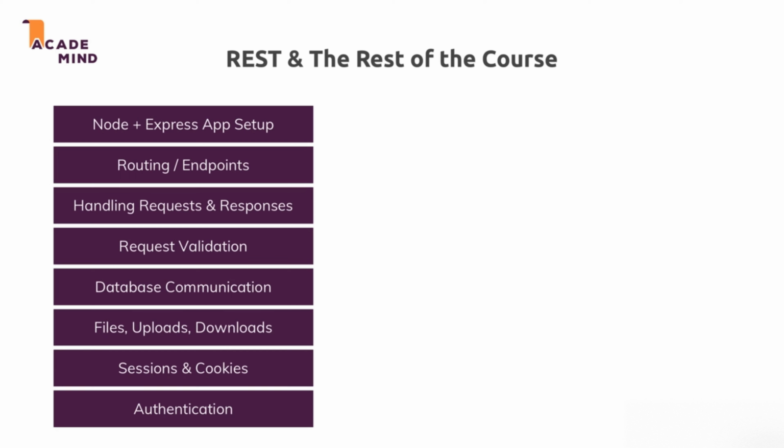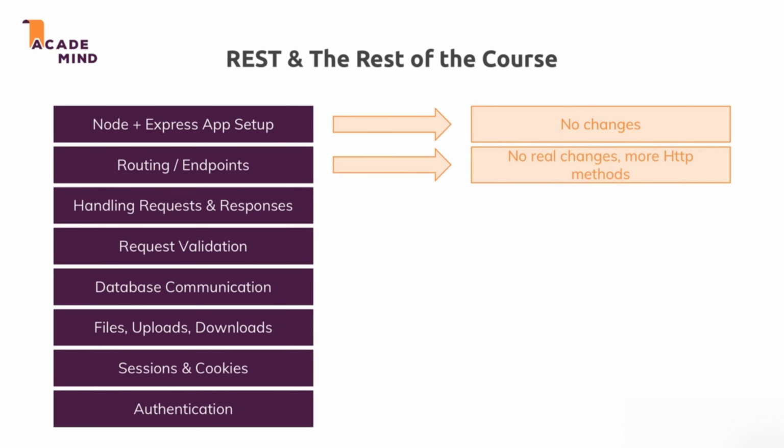Now, how do we have to adjust our knowledge now that we build a RESTful API instead of a view-based application? Well, regarding the general setup, we already saw that in the last module. There are no changes we need to do. We still set up a normal Node and Express server. Regarding the routing, we also have no significant changes. We just use more HTTP methods, more HTTP verbs now. That's the only difference in the end.